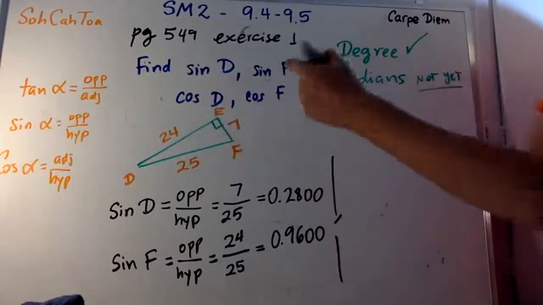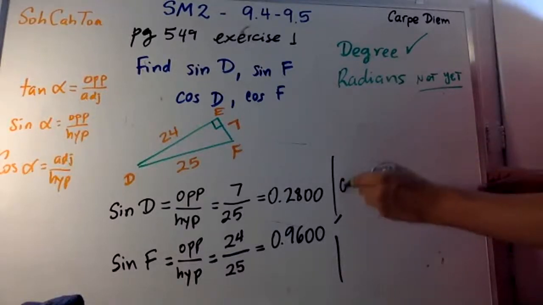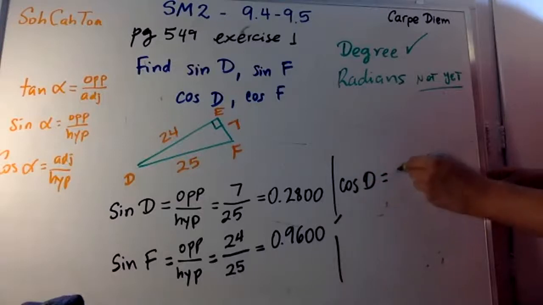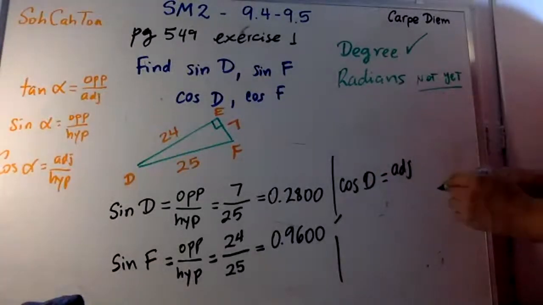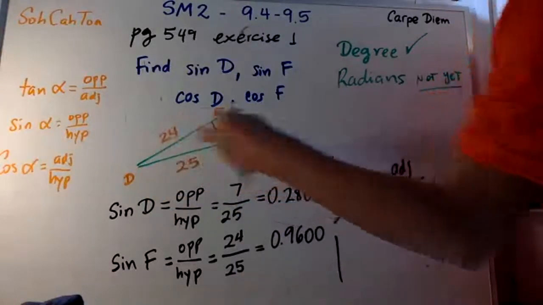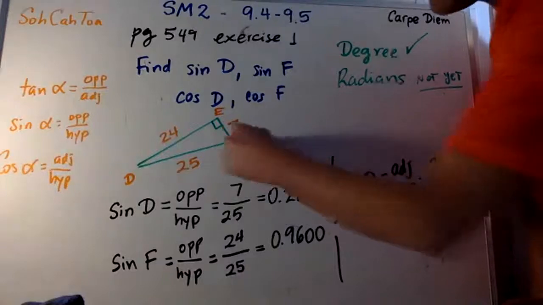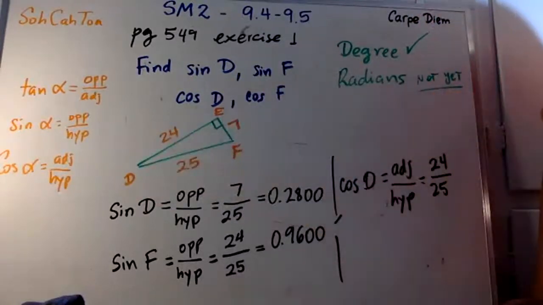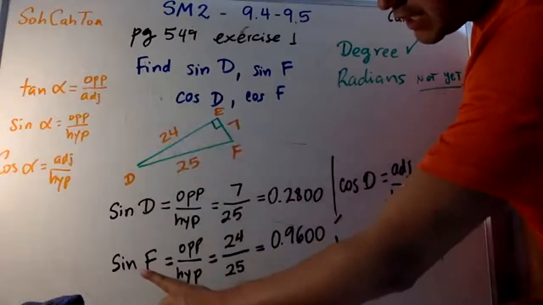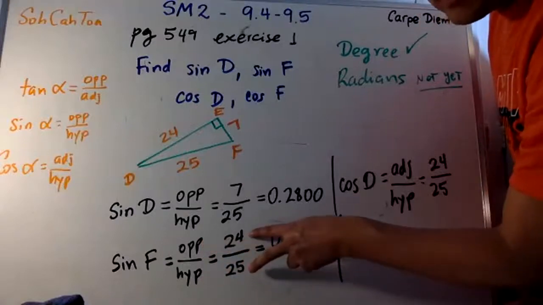Now we're going to go to cosine d and cosine f, and I want you to notice some interesting things here. Cosine of d is adjacent divided by hypotenuse. The adjacent to d is this 24, and the hypotenuse is 25. Can you see something? We have angles F and D. We just calculated sine of F, the opposite divided by the hypotenuse. It was 24 over 25.